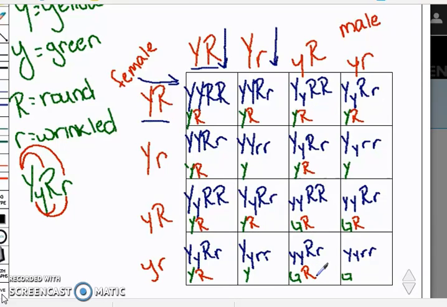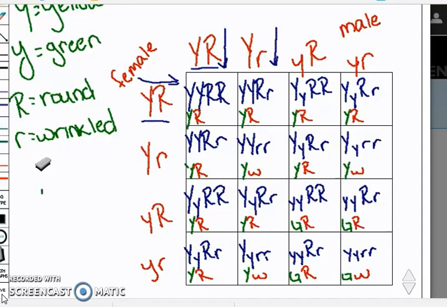Anything with two lowercase r's is going to be recessive, and these are going to show wrinkled shape. Alright, now let's see our numbers. I'm going to erase this so I have some room. Alright, let's see what we got.